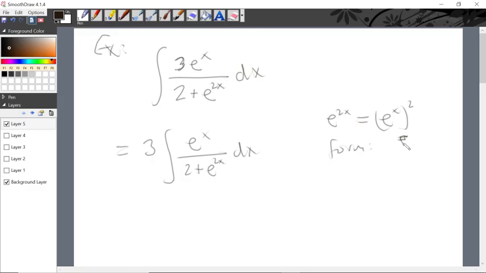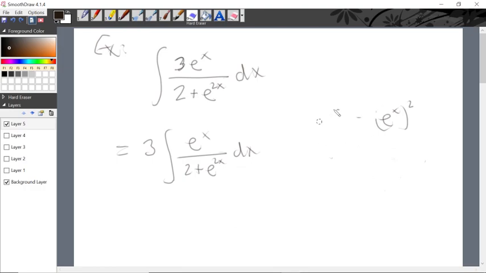some function over a number plus that same function, but it's squared. And that looks like it's trying to be a number plus something squared. It kind of resembles a function like 1 over 1 plus x squared. Do we know what the antiderivative of something like 1 over 1 plus x squared might be?